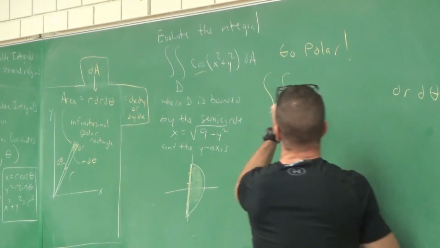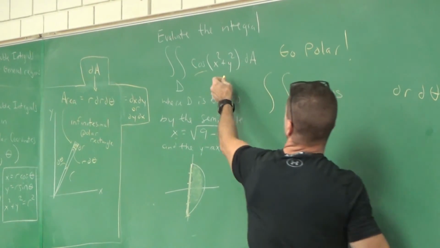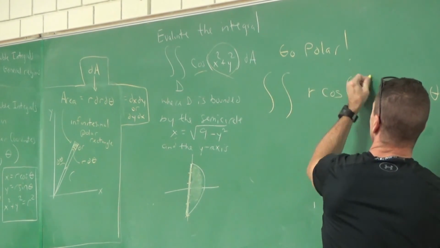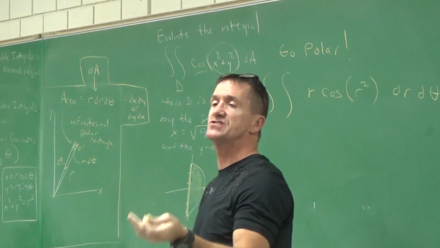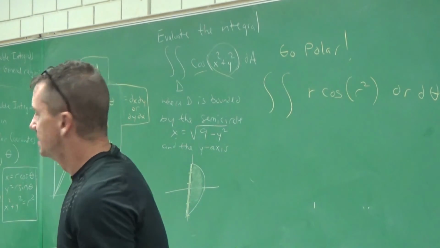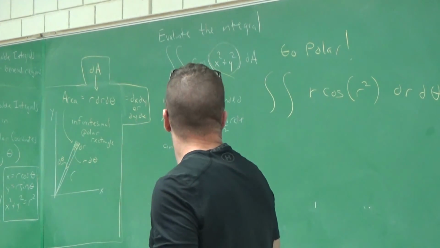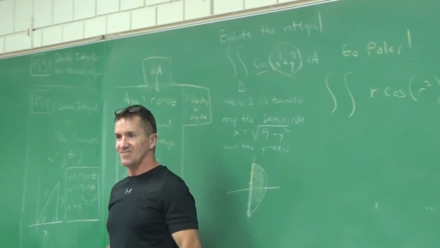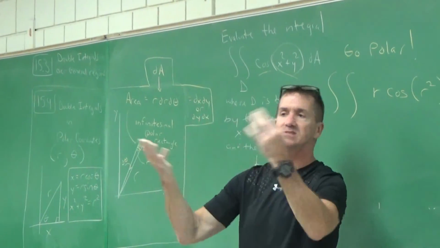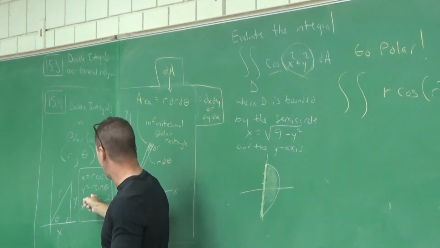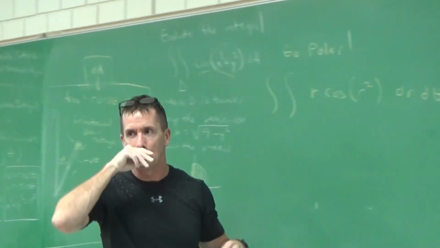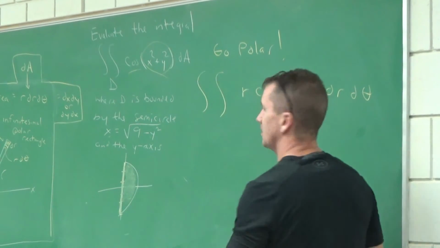Cosine stays cosine. Any suggestions for this though? r squared. Right. Hey, if it just said cosine of x, I would have written cosine of r cosine theta. If it said cosine of y, I would have had to put cosine of all that. But when you get this x squared plus y squared, we can just put the r squared there. Cool. All right, we got that.